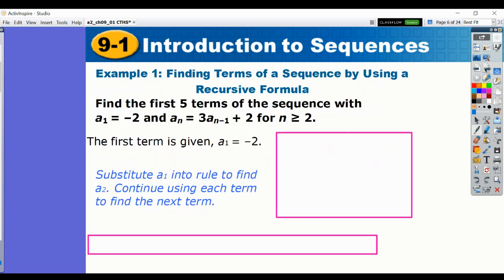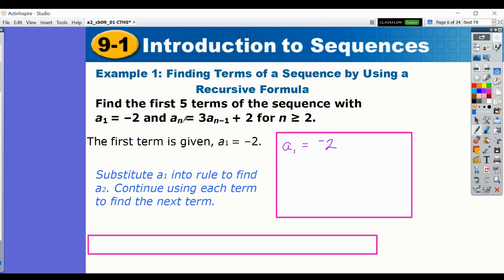All right, so here are some examples of what the types of problems that you'll have will look like. They're not all going to be Fibonacci. They're just going to be sequences made up by a different rule here. So find the first 5 terms of the sequence with a1 equal to -2. Well, guess what? They just told you a1. You just did 1/5 of the problem without doing anything.